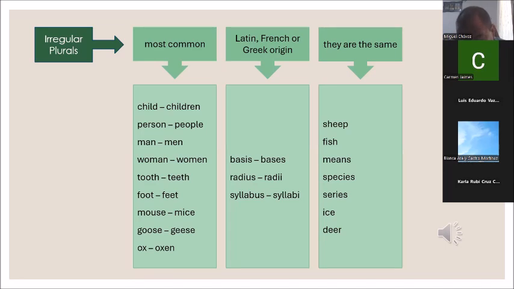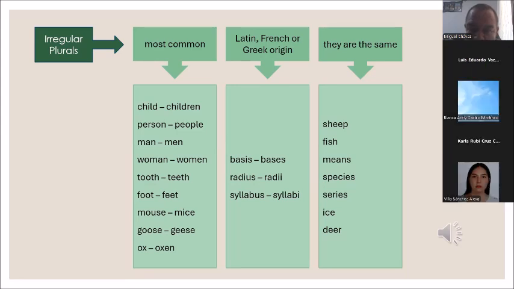There are also many words that are of Latin, French, or Greek origin. These also have irregular plural forms. For example, basis, bases. Radio, radii. Syllabus, syllabi.